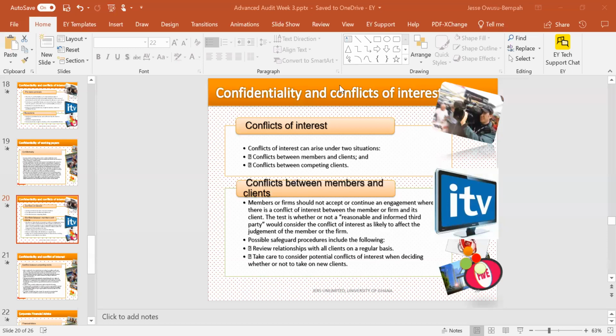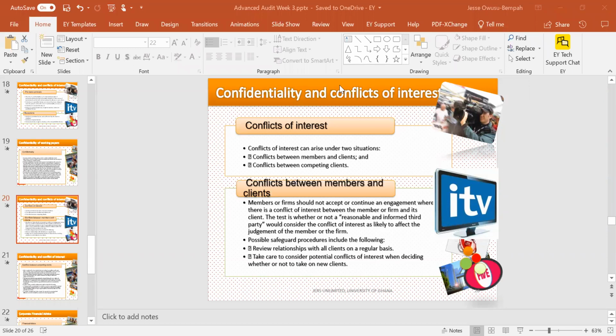Members or firms should not accept or continue an engagement where there's a conflict of interest between the member or firm and its clients. You should not accept or continue the engagement, because in such situations, it might likely affect the judgment of the firm. Very crucial.